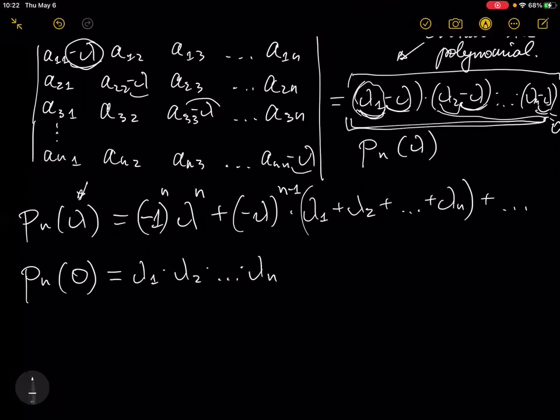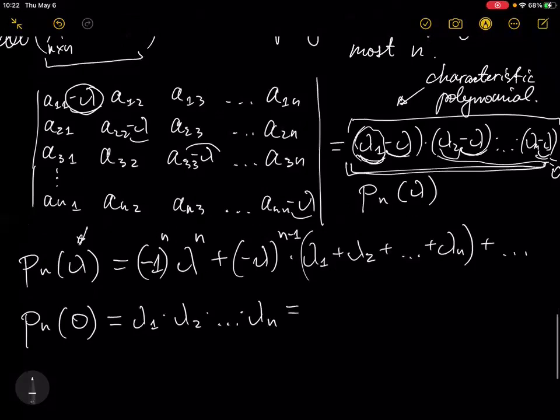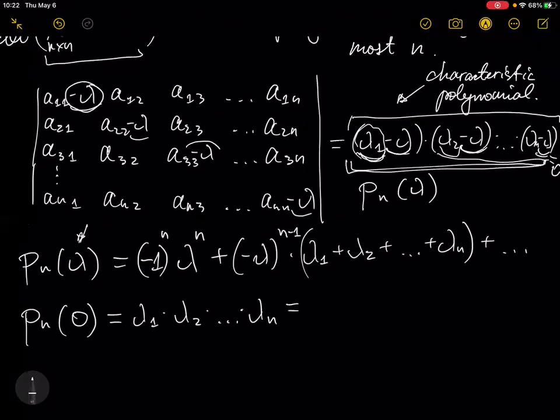From the other point of view, remember, it's the determinant of A minus lambda, which is 0, multiplied by I. This is nothing else but the determinant of A.